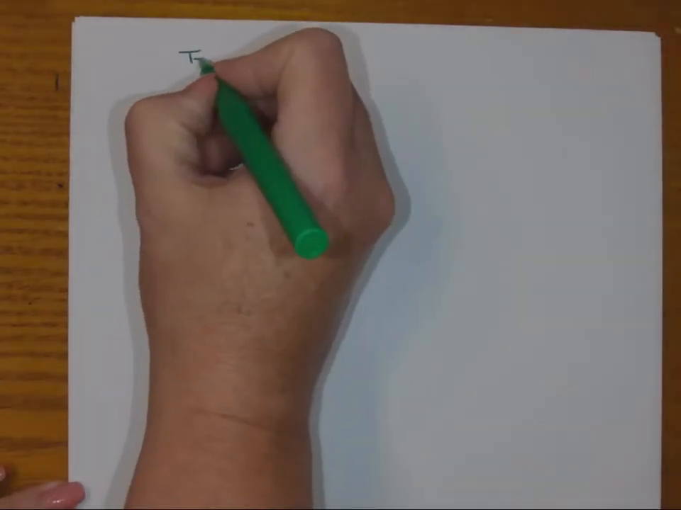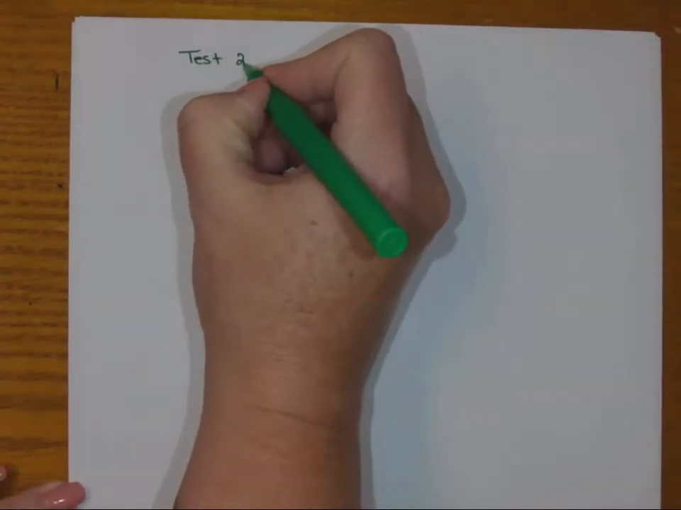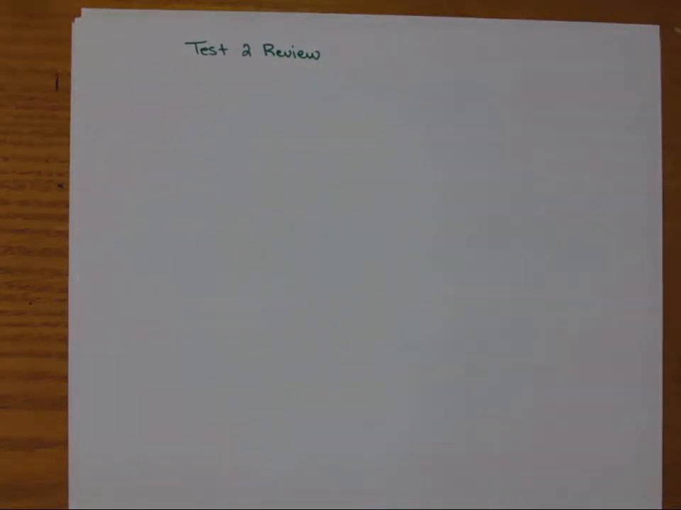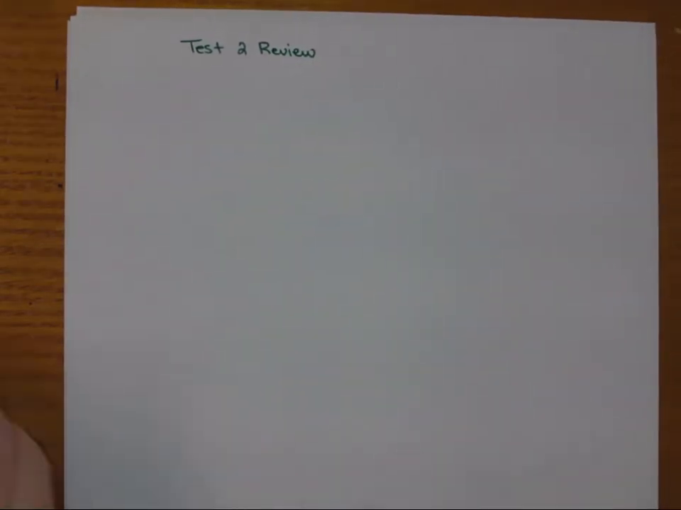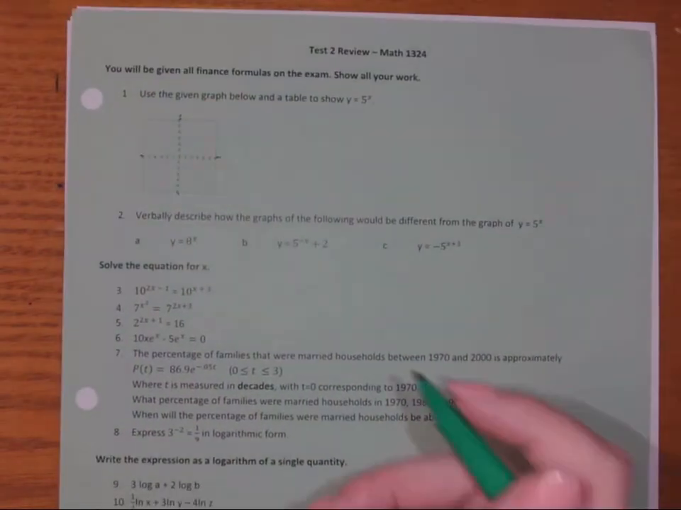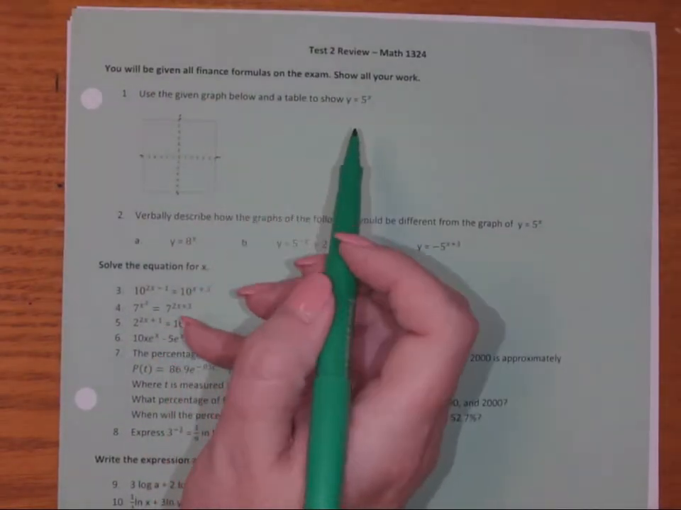Okay, so this is the review for test 2. So you should have the key already, but this would just be for your viewing purposes if you needed to look to see how I got an answer that was on the key. All right, so let's get going. I'm just going to use the actual review itself for the first one.